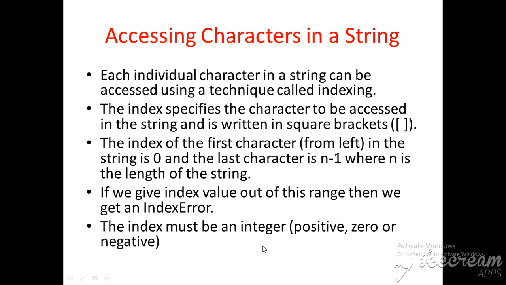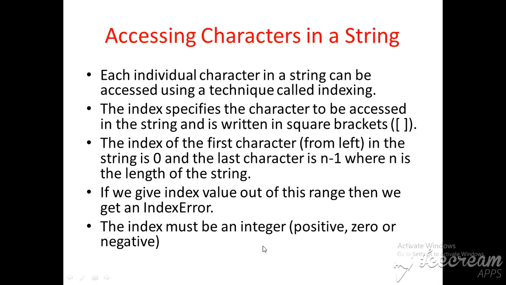So accessing a character in a string, we already studied how to access a character in a string. Here is some theory. Each individual character in a string can be accessed using a technique called indexing. The index specifies the character to be accessed in the string and it is written in square brackets. The index of the first character from the left in the string is 0, which means index 0 represents the first character in that string.